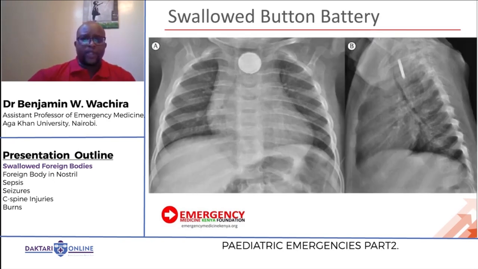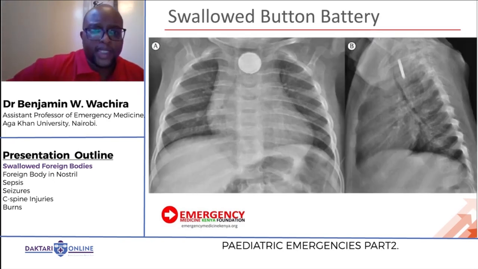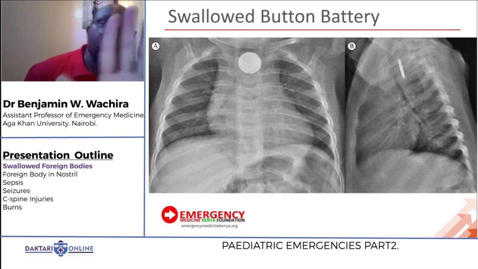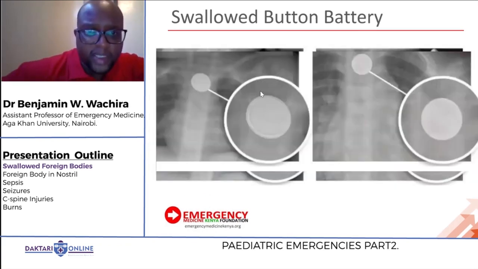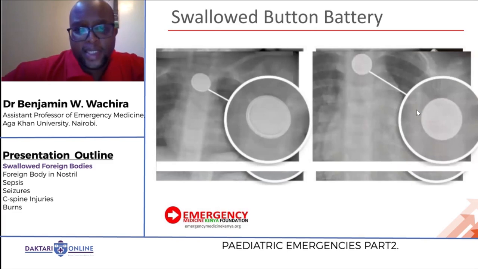So how do you distinguish between the two? I think the trick is that the button battery gives you a double lucency. As you can see, there's that lighter part on the outer, like a rim, and then the inner part, which is darker. And on the lateral view, because you always have to do an AP and a lateral, you can again see the 2 lines, okay? That is very much indicative of a button battery. Using this example, that's a button battery, that's a coin. A coin doesn't have that double lucency that you're seeing over there. This is a button battery, this is a coin.